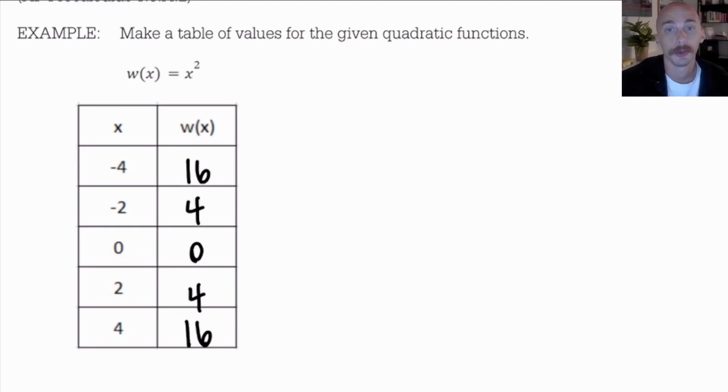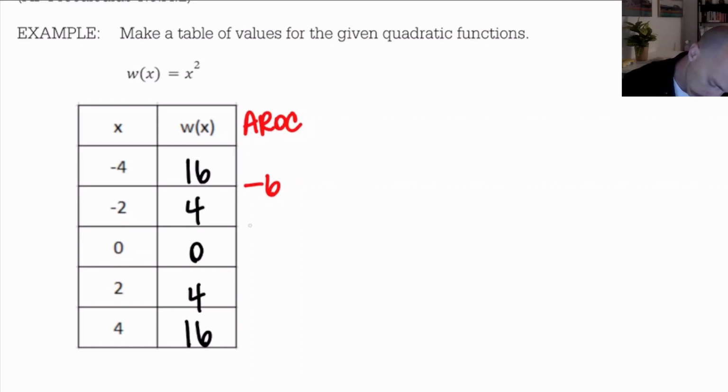Okay, and I've filled that out for you because I know you know how to square these numbers. If I make an average rate of change column here, and I go from 16 to 4, that's a decrease of 12. And I divide by the 2, and that would be an average rate of change of -6. And then from 4 to 0, that's a decrease of 4. So a decrease of 4 when x increased by 2 would be an average rate of change of -2. Okay, from 0 to 4, that's an increase of 4 divided by the width of the interval, 2, that's +2. And then 4 to 16 is +12 divided by 2 is +6.